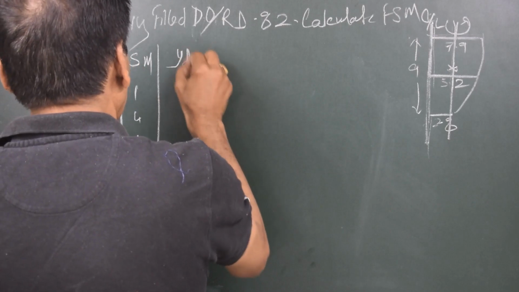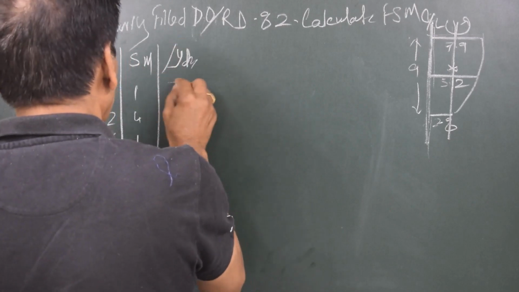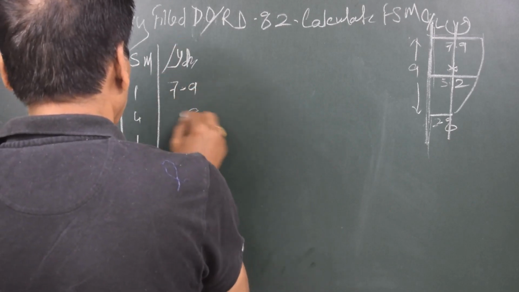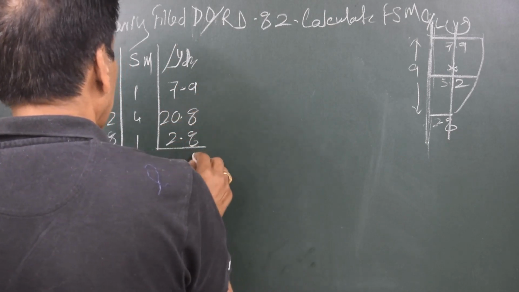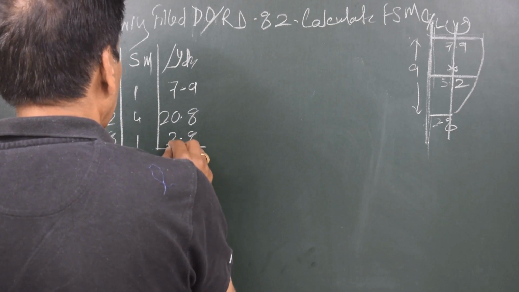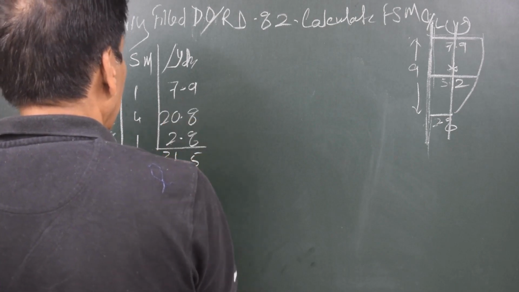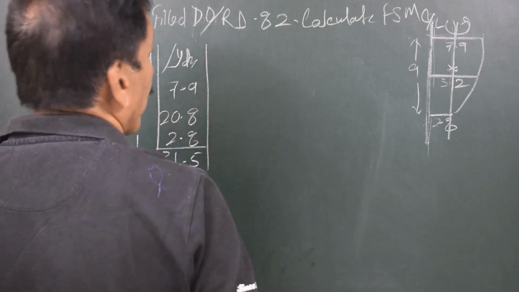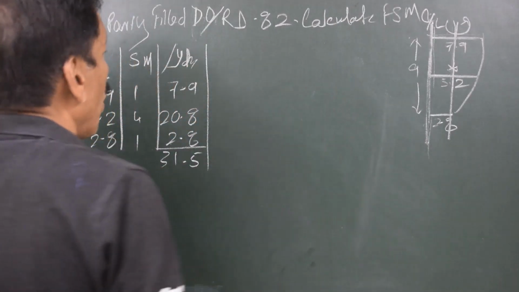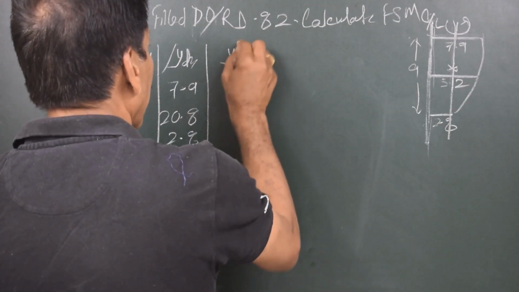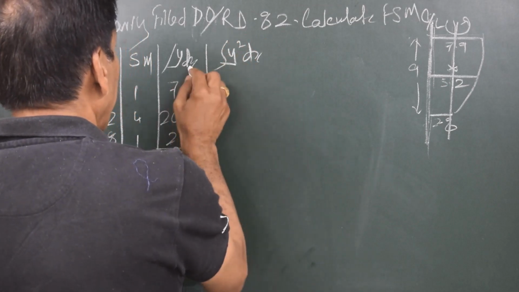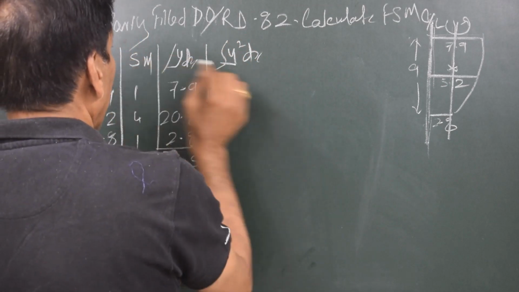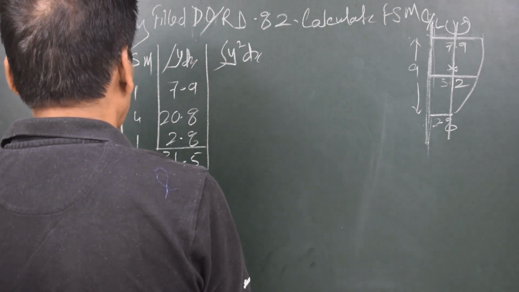Y dx, that is the third column for the area: 7.9, 20.8 and 2.8. The total is 31.5. The next column is for moment of area, and y dx multiplied by y will give me y square dx.